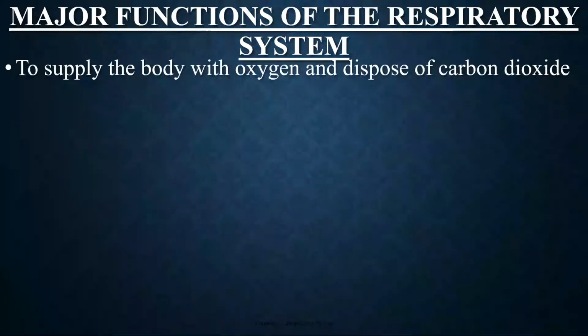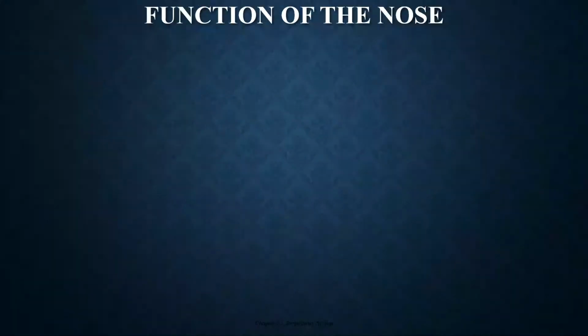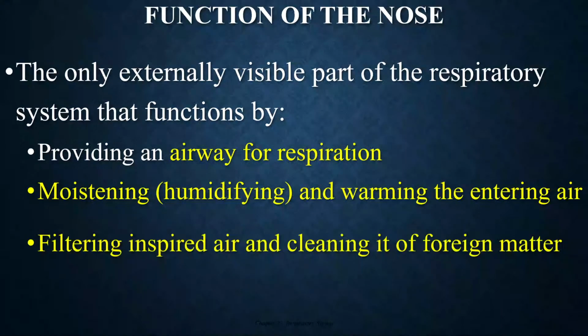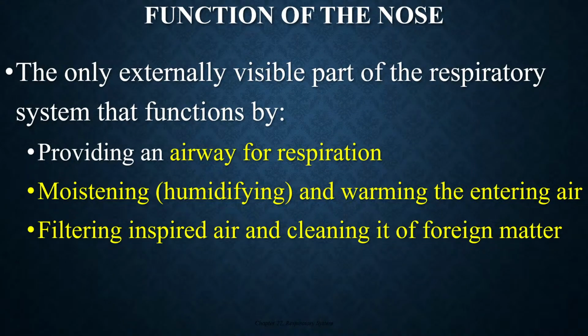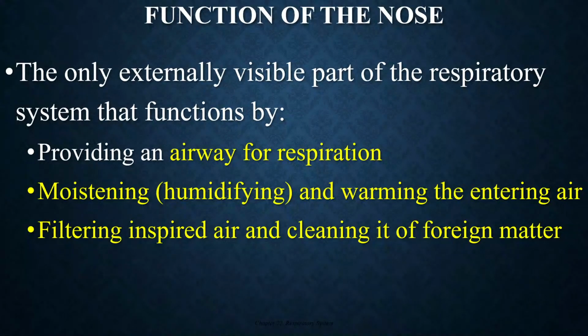So one of the functions of this system is that it moistens, or humidifies, and warms the air. The air which gets into your system is at the temperature of the environment. Let's say it's a room temperature of 25, but what is the temperature of your body? Around 37. So it moistens this air and also warms it before it gets right into the respiratory tract.